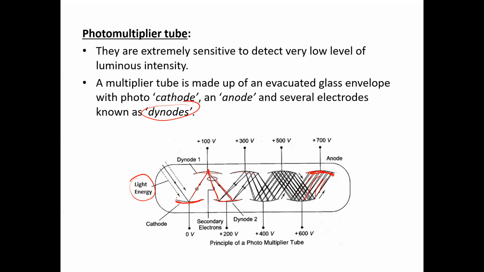Now there is also a potential difference between dynode 1 and the cathode, because suppose the cathode is connected to 0 volts and dynode 1 is connected to 100 volts. So the electron will be directed towards dynode 1, and it has some energy which it gained from the photon energy. With that kinetic energy, the electron is going to hit the surface of dynode 1.